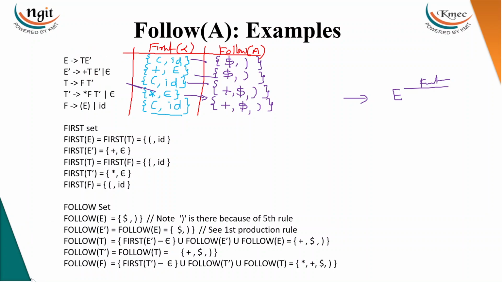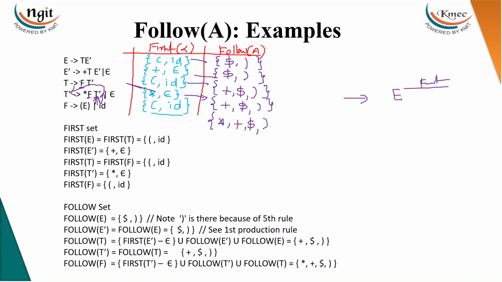So if you didn't understand the follow of T, just listen one more time for follow of F. So F occurred here and here. So follow of F is nothing but first of T dash. What is the first of T dash? Star comma epsilon. Take the star. As epsilon, go to the next symbol in the production. As we don't have any symbol, then take the follow of T dash. What is the follow of T dash? Plus dollar and close parenthesis.